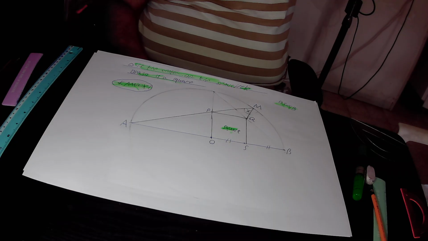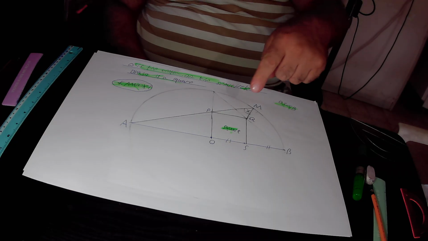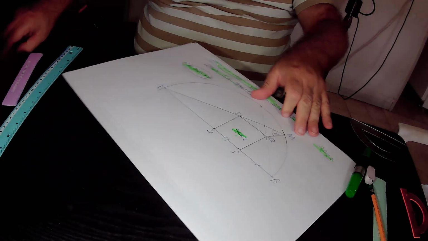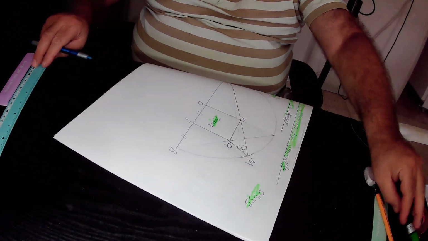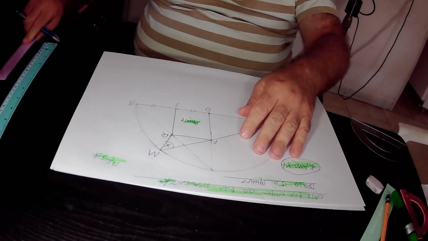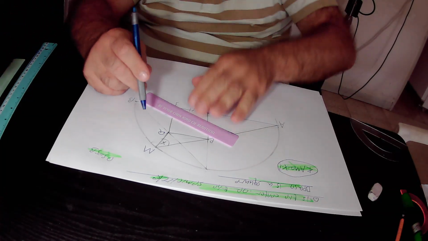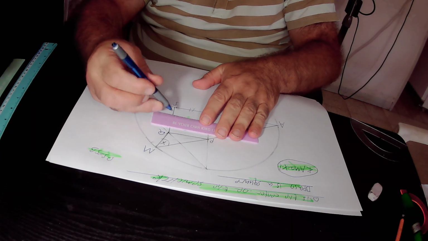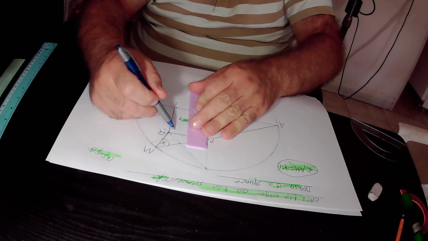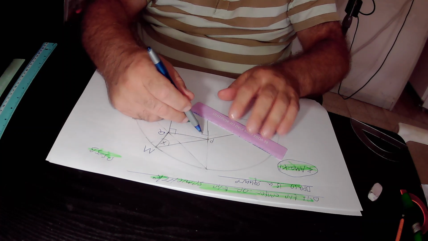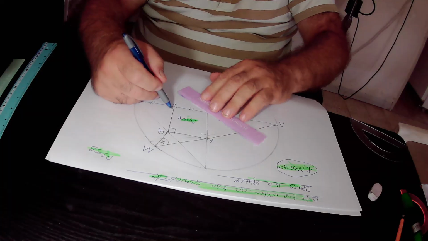So first of all, we know that all the angles in any square are right angles. So this is a right angle. This is also a right angle. And this is also a right angle.